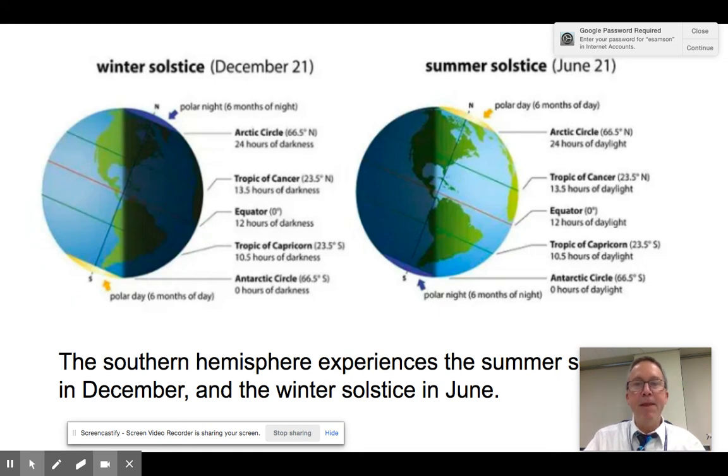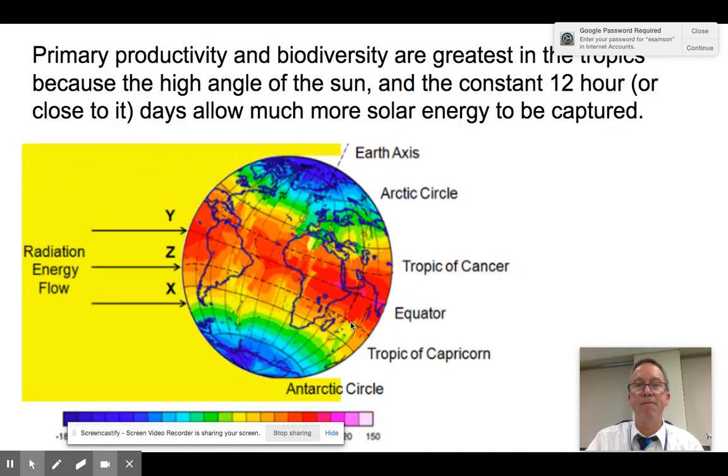Okay, now, you need to remember that these seasons are hemispherical in extent. So that means that at the December solstice, it's winter in the northern hemisphere. However, it's summer in the southern hemisphere, and vice versa. When we're experiencing our summer, the southern hemisphere is experiencing its winter.